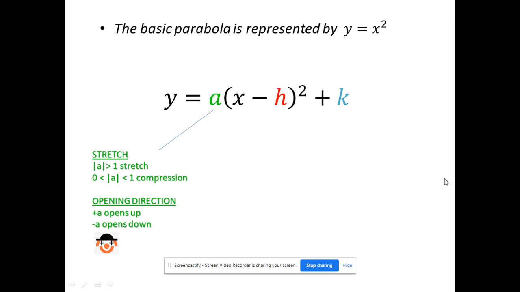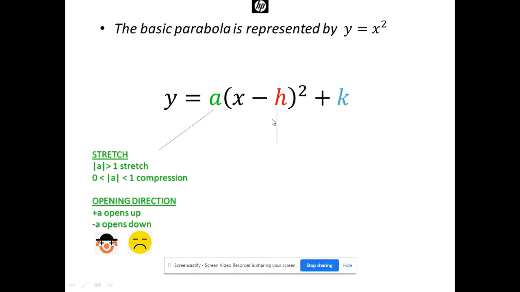Now I like to remember this funny little picture. If I have a positive A, then I have a smile, or a parabola that opens up. Now this emoji reminds me of the other one. If I have a negative A, then the parabola opens down, or it could be like a frown.